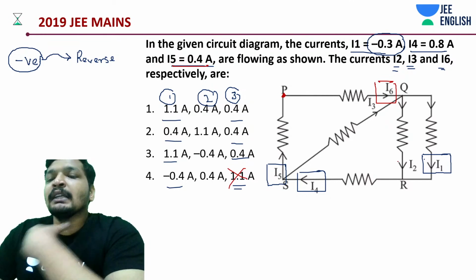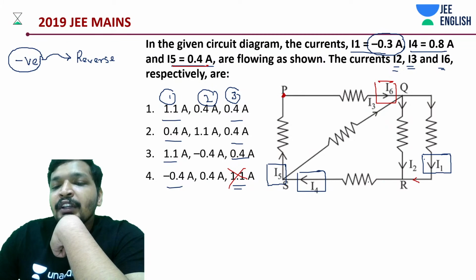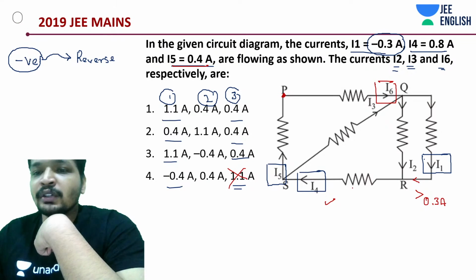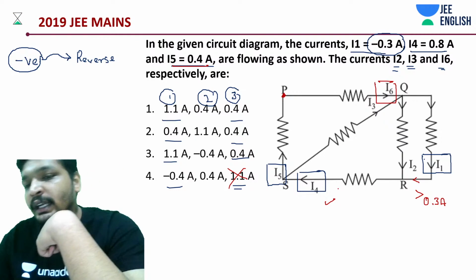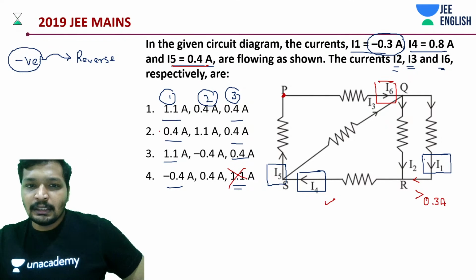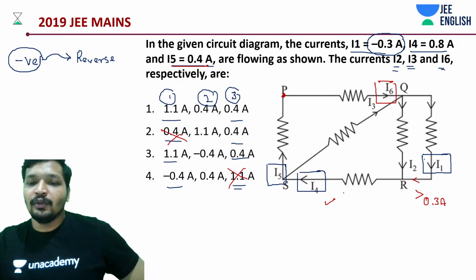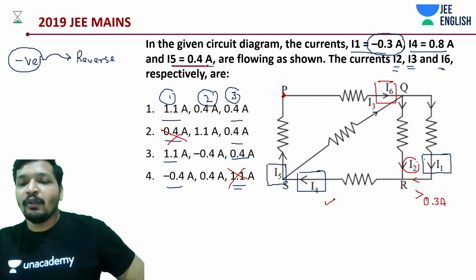And then next thing, what do we have? In this case as well, this is I1 and we know I4. So I1 is in the reverse direction. How much in the reverse direction? 0.3. Okay. And I4 is also exiting. I4 is exiting how much? 0.8. And I2 should be that way how much? 1.1. Okay, so I2 should be 1.1.